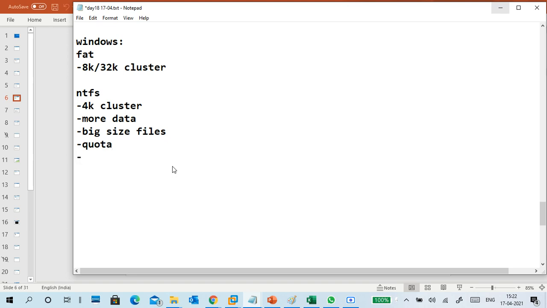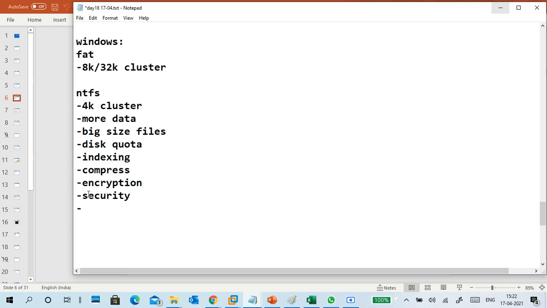Quota, disk quota. Next, indexing, or index. No one is telling. Compress. Two more are there. Encryption. Hmm, very good, encryption. One more. And security. Very good, security. So these are the features of NTFS.